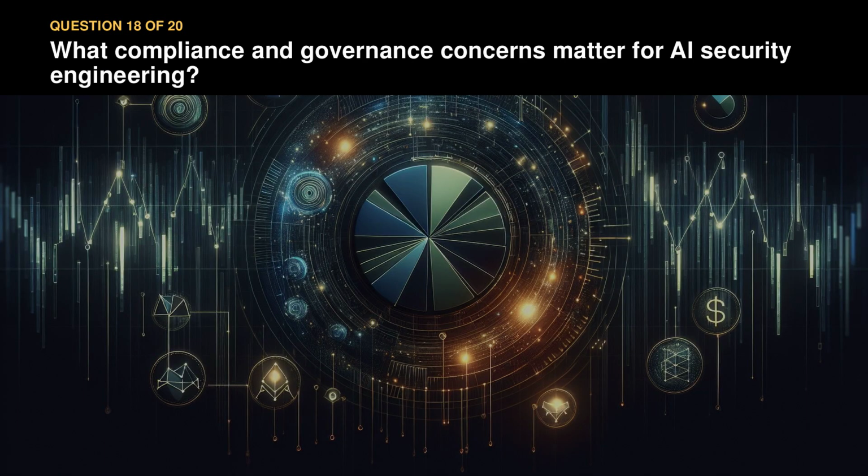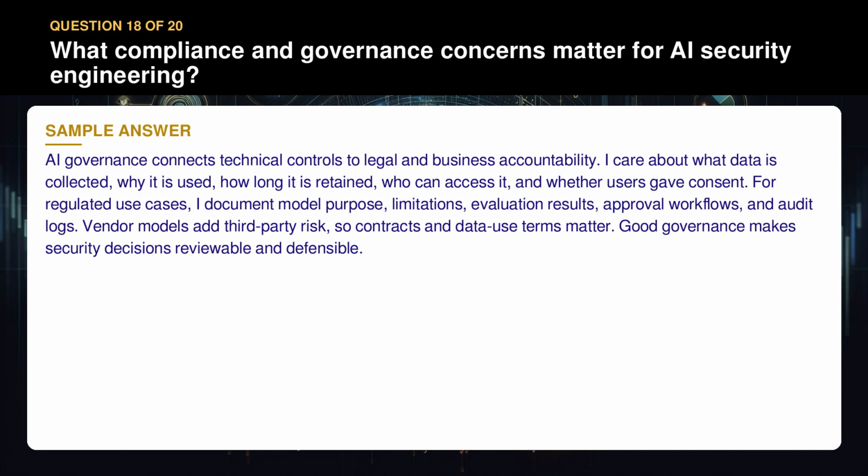Question 18. What compliance and governance concerns matter for AI security engineering? AI governance connects technical controls to legal and business accountability. I care about what data is collected, why it is used, how long it is retained, who can access it, and whether users gave consent. For regulated use cases, I document model purpose, limitations, evaluation results, approval workflows, and audit logs. Vendor models add third-party risk, so contracts and data use terms matter. Good governance makes security decisions reviewable and defensible.